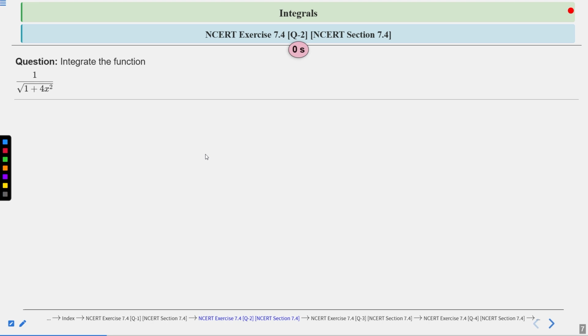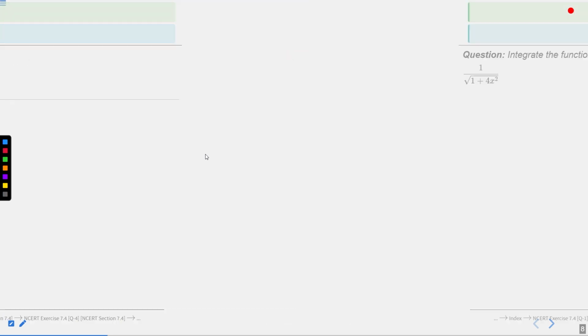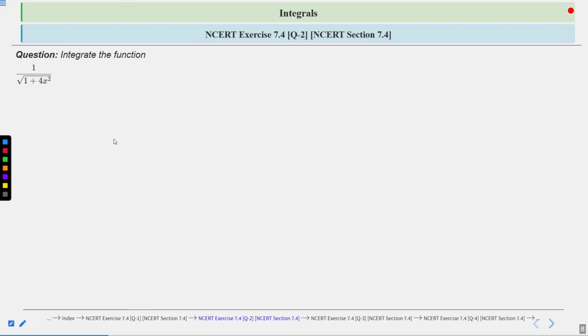Okay. So hope you all have attempted the given question. Let us see how we can solve this. So here we have the integral as 1 upon root over 1 plus 4x square. So how can we solve this?